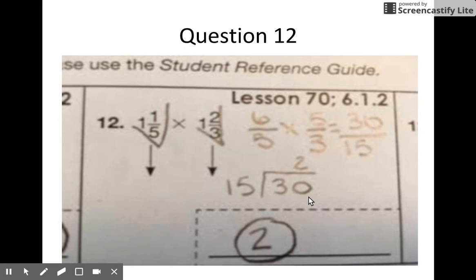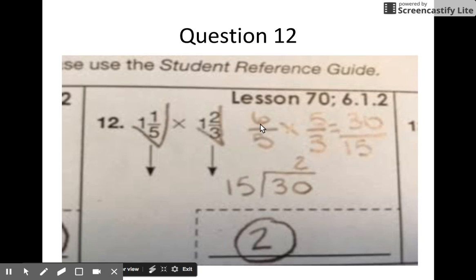Question 12. 1 1/5 times 1 2/3. When we're multiplying mixed numbers, the first thing that we have to do is make them into improper fractions. How we do this is we take 1 times 5 plus 1. 1 times 5 is 5, plus 1 is 6. So I keep my denominator, so I end up with 6/5. 1 times 3 is 3, plus 2 is 5, and I have 5/3.